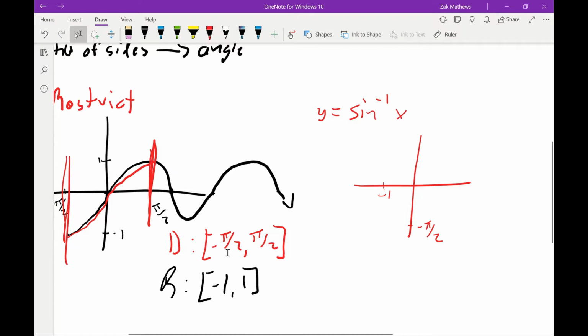So that initial point that we had of negative pi over 2, negative 1 is going to become negative 1, negative pi over 2. If we flip 0, 0, that stays 0, 0. And then finally, we're going to have 1, pi over 2.